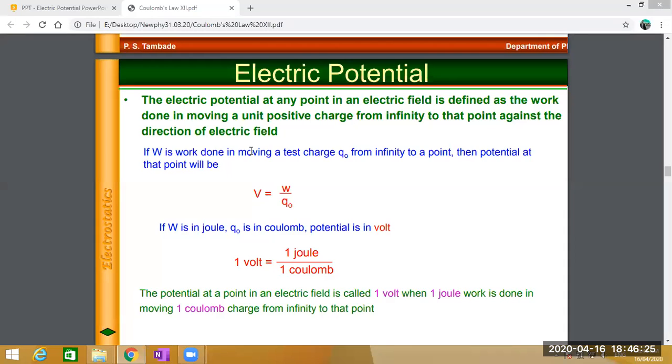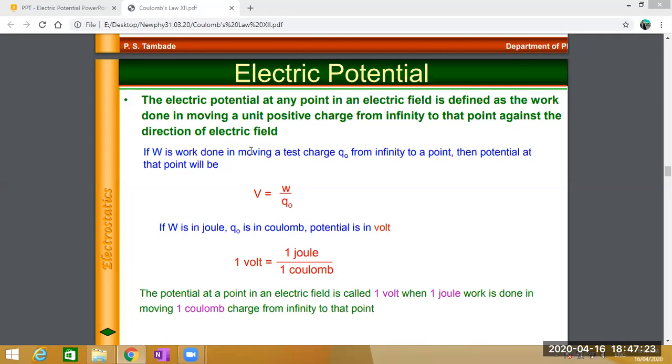Similarly, if you fix a source charge, say capital Q, at a point in space, and now another test charge, say Q naught, the test charge is always taken to be positive. So capital Q, which is the source charge, is fixed in space, and the test charge Q naught is now brought closer to the source charge. The source charge will repel the test charge Q naught, and hence one has to do work against the repulsive force, and the amount of work done against the repulsive force is stored as electric potential energy in the test charge at that point.